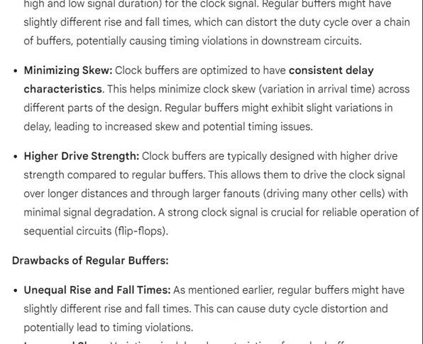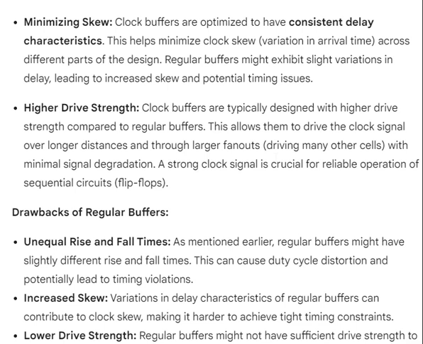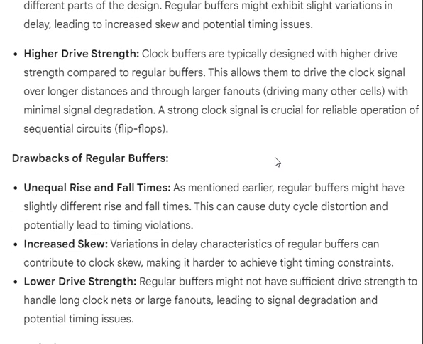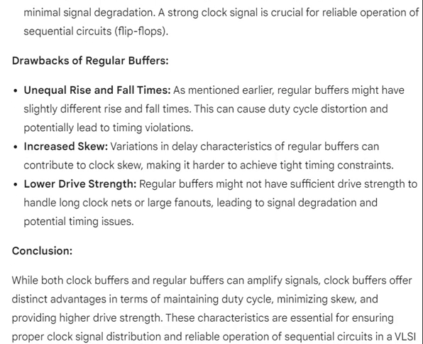Minimizing skew. Clock buffers are optimized to have consistent delay characteristics. This helps minimize clock skew, variation in arrival time, across different parts of the design. Regular buffers might exhibit slight variations in delay, leading to increased skew and potential timing issues. Higher drive strength. Clock buffers are typically designed with higher drive strength compared to regular buffers. This allows them to drive the clock signal over longer distances and through larger fanouts, driving many other cells, with minimal signal degradation. A strong clock signal is crucial for reliable operation of sequential circuits, flip-flops.